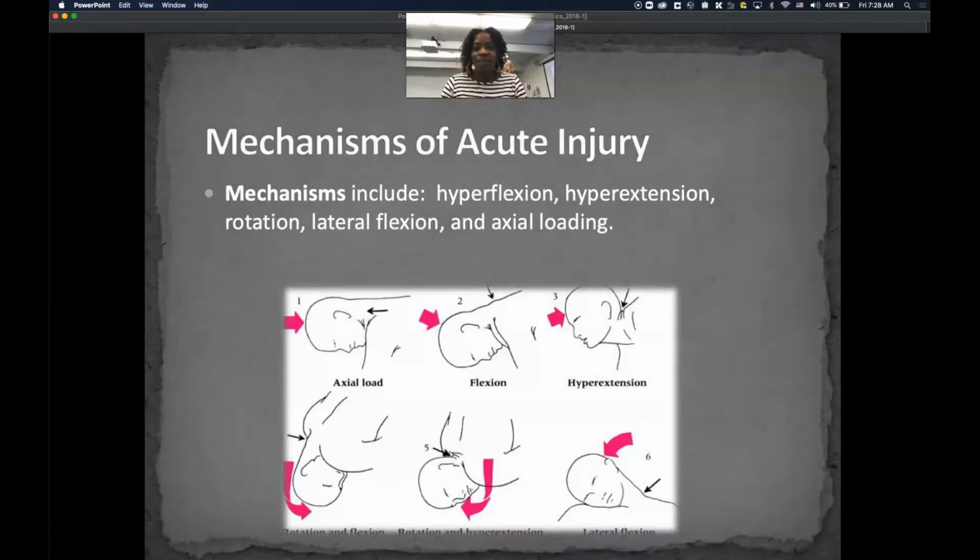Okay, so mechanisms of injury. There are several different mechanisms of injury that can cause cervical spine injuries. And the funny thing is, I'm looking at this slide thinking of my class where I make the students actually do this.